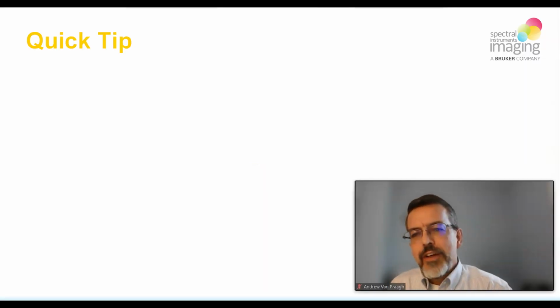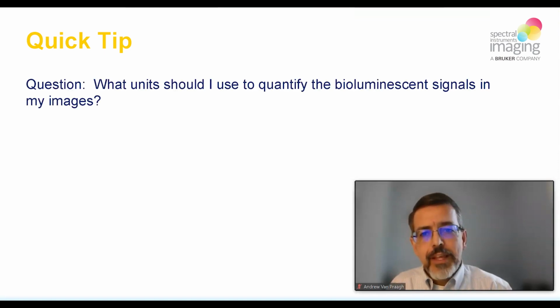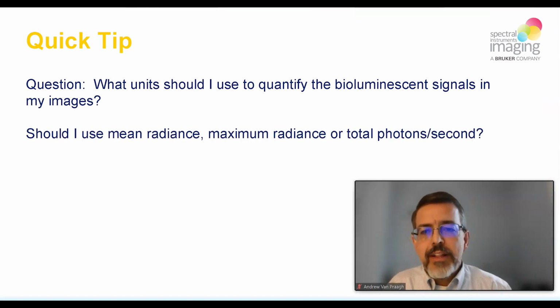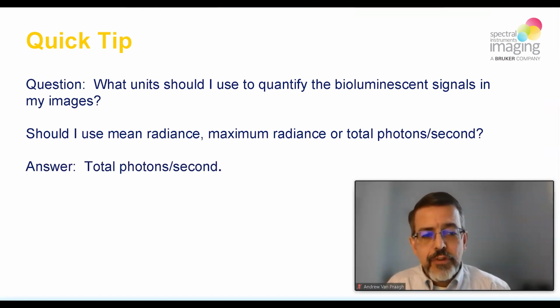In today's session, we're going to focus on a question that I get all the time. And it's this: what units should I use to quantify the bioluminescent signals in my images? And more specifically, should I use mean radiance, max radiance, or total photons per second? Now, the short answer is you want to use total photons per second.